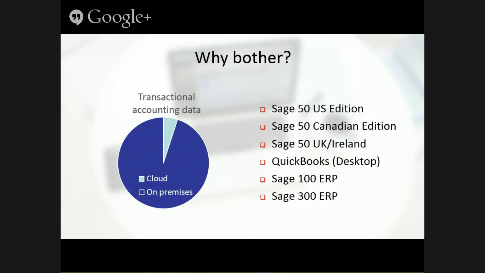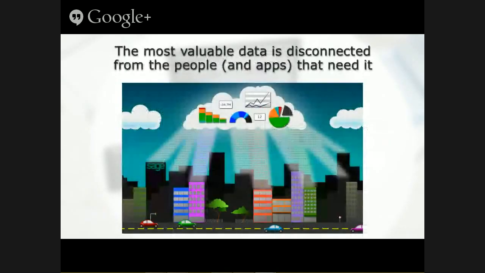Another way of looking at it, as I say, is that the most valuable data in our target market is disconnected from the people and the apps that need it. And again, if you think about this target market, the most valuable activities that happen in these types of business either start or end in the accounting software. So there's huge value in being able to connect into that accounting software, but in nearly all cases, it's on premises, and it will be for some time to come. So that's it all at a high level.